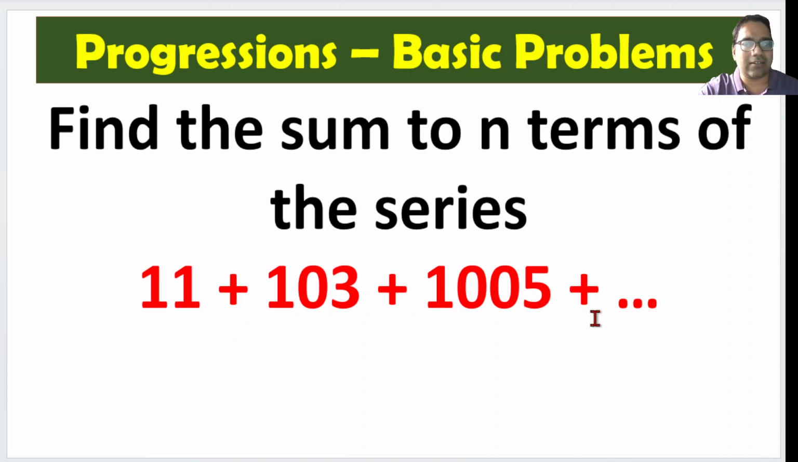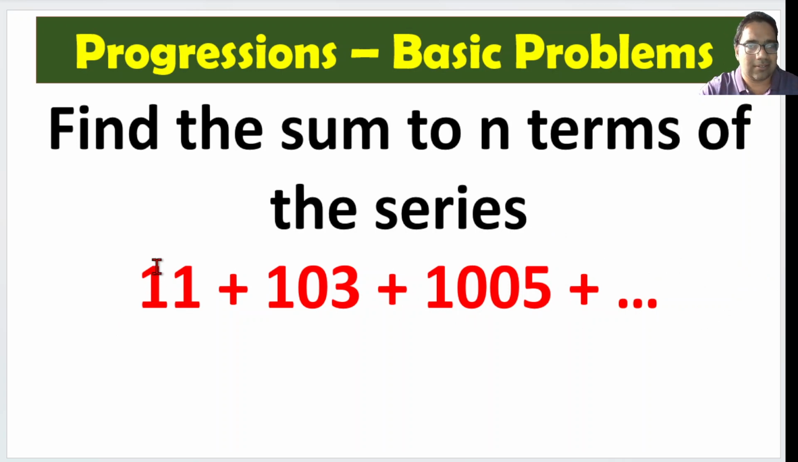First, we should understand what this series is. We can see 10 plus 1, 100 plus 3, 1000 plus 5, 10,000 plus 7, like this. So there is a geometric series in this, which is 10, 100, 1000, and there is an arithmetic series also, 1, 3, 5, 7, 9, likewise. So it is a combination of a geometric series and an arithmetic series.